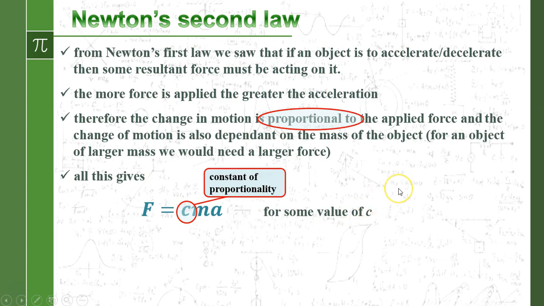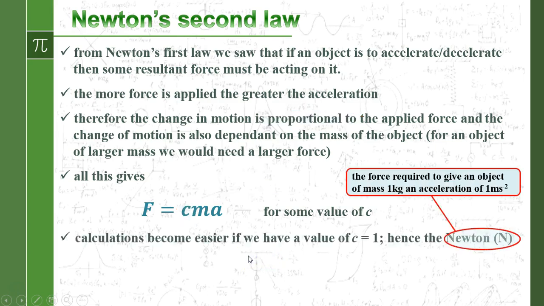If you remember your GCSE maths, y is proportional to x was y equals kx. Here we've got force is proportional to mass times acceleration, and you've got that constant value there. So what we need to do now is figure out what that value of c is, and this is where some very careful choice of how we define a unit makes the calculation a whole lot easier. This was the genius of Newton.